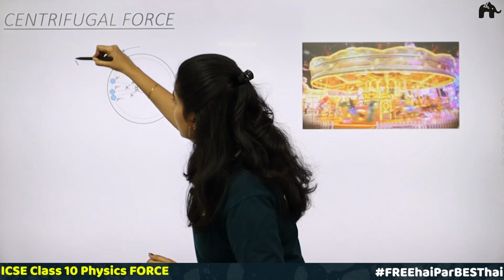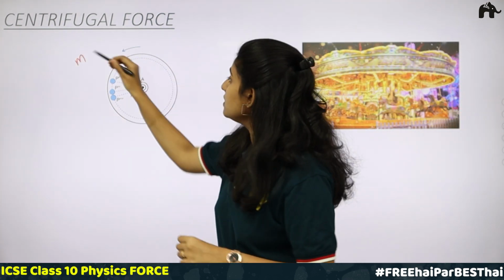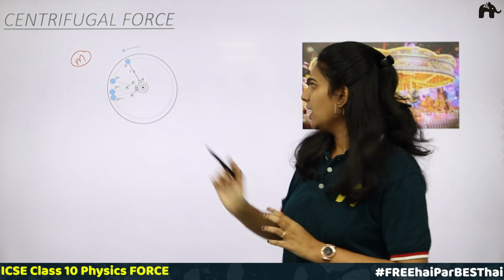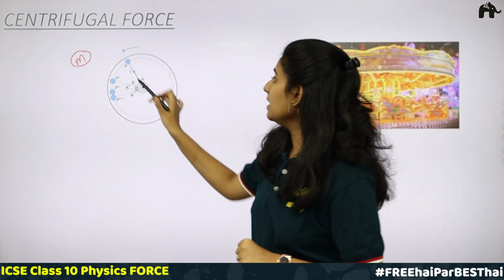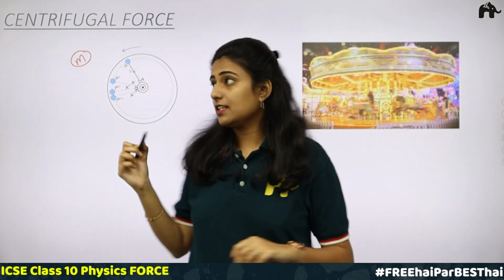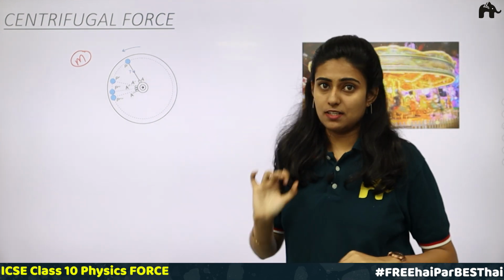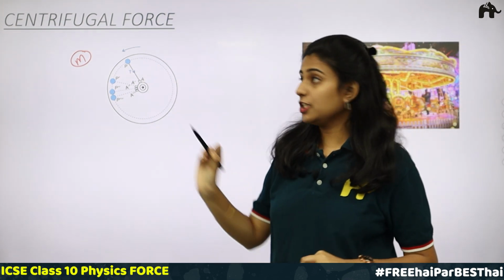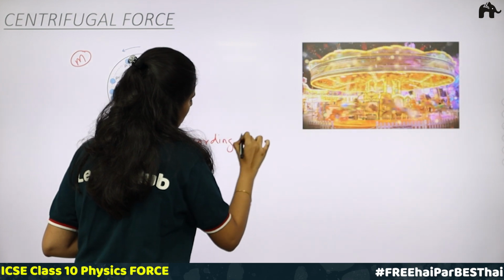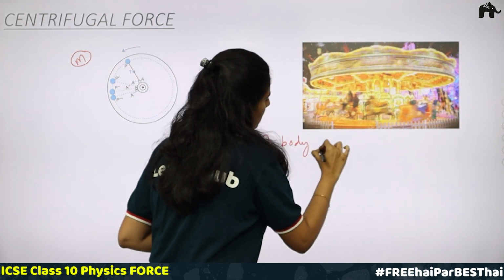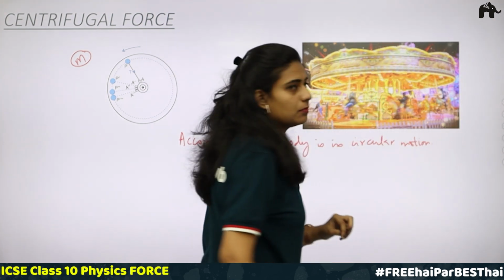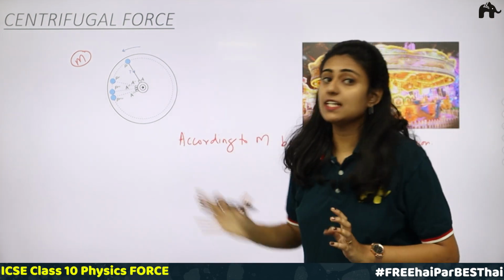Now consider a person who is standing outside this merry-go-round. He is at a position M, which is outside the merry-go-round. What about him? Initially the body was at P. Then the body came to P dash, P double dash, P triple dash. It will be going in a circular path. That is, the body is experiencing centripetal force and the body is in uniform circular motion according to M. According to M, the body is in circular motion and the body is experiencing a centripetal force.